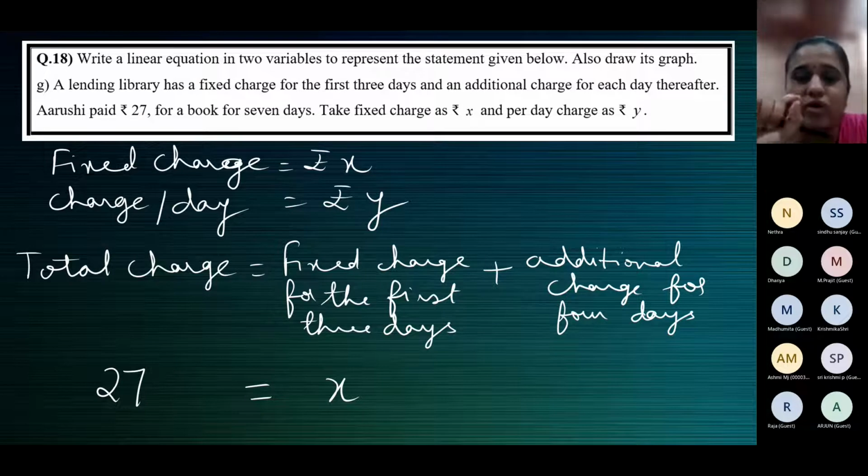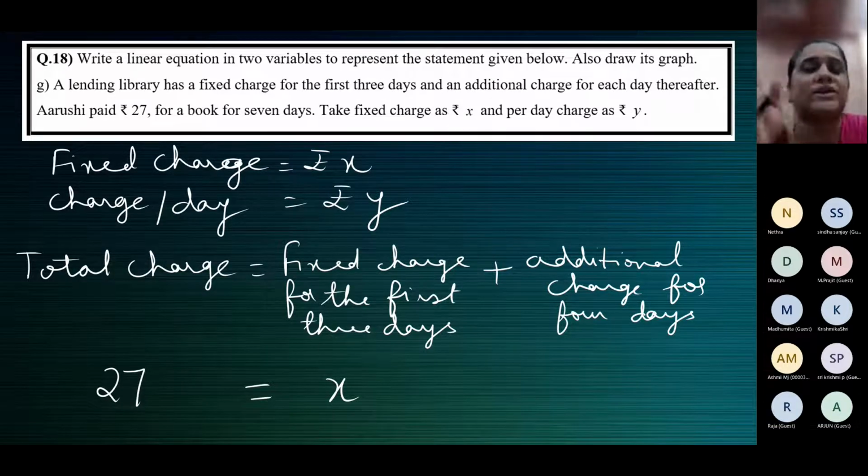If you borrow the book from the library and return it the same day, still you have to pay the fixed charge X. Suppose you borrow the book and have it for 2 days, and on the 3rd day you return it. Still you have to pay X. Whether you have the book for 1 day, 2 days or 3 days, the fixed charge is X rupees.